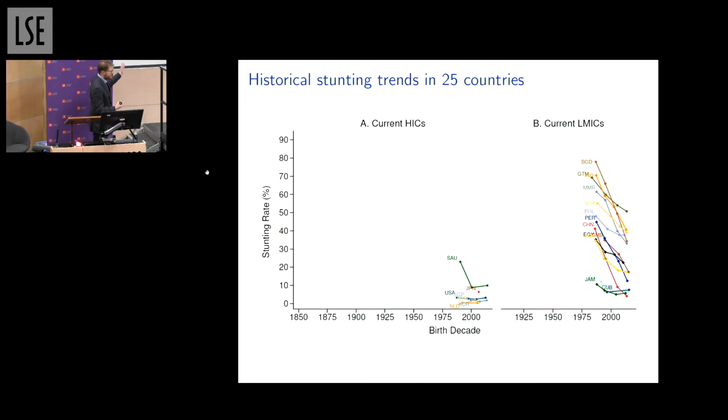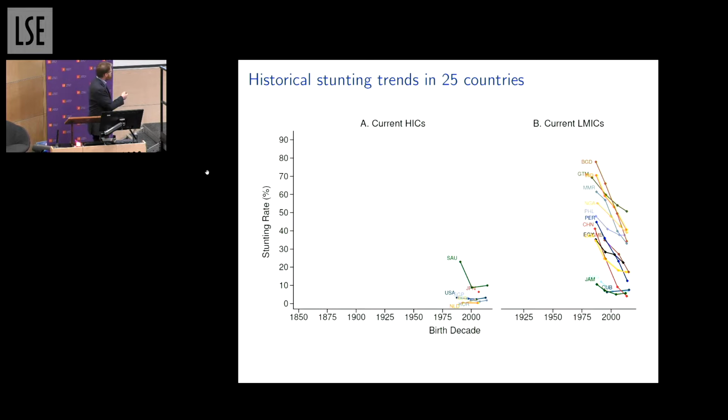Okay, so on the left-hand side, we have countries currently classified as high-income countries. Note that in the past, these countries were much poorer, right? I don't need to tell this to historians, but countries were poor in the past. And then on the right-hand side, we have current low and middle-income countries. And the data I'm showing you here is what we had before this project began, right? This is just those joint malnutrition estimates, okay?